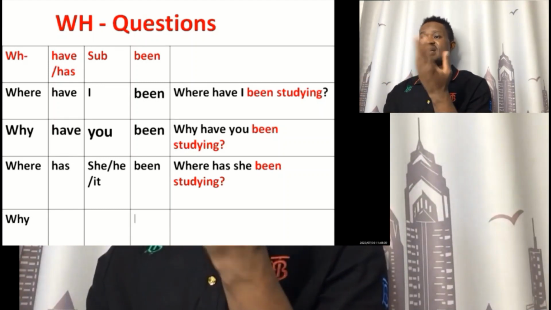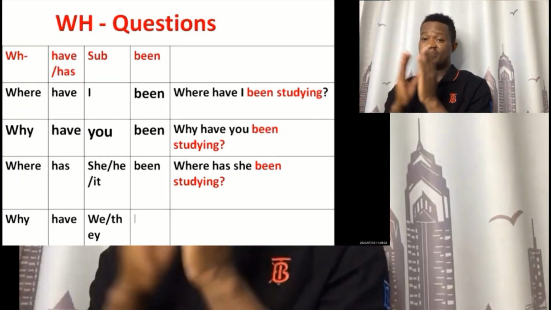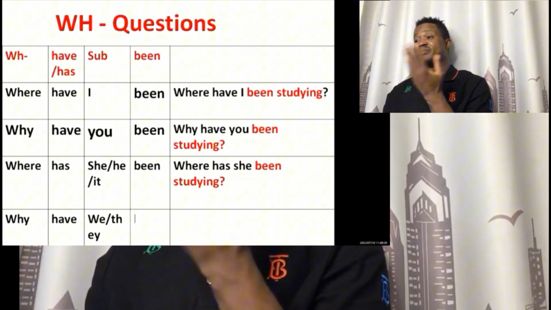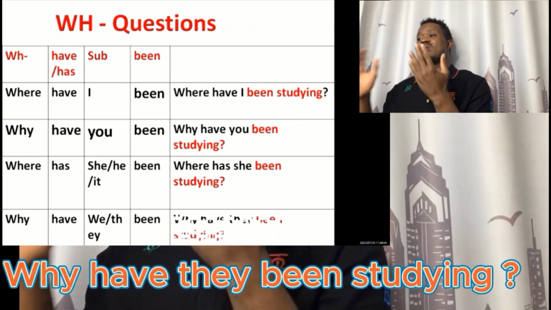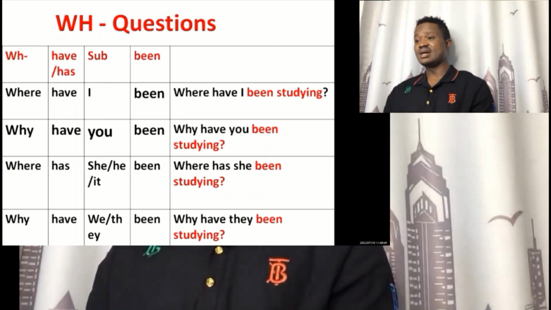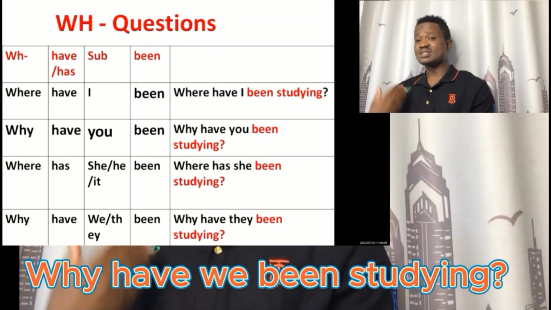Again, why have, we, they. This is the plural form, so take care. Then been. So the question is: why have they been studying? I can also say, why have we been studying? This is the plural form.